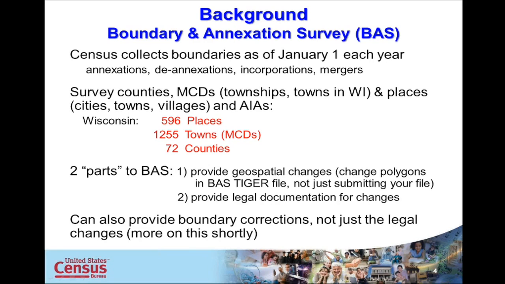There are 2 parts to the Boundary and Annexation Survey. The first part is providing the geospatial changes for your governmental unit. We're really looking for the change polygons to our TIGER file, the Boundary and Annexation TIGER file. It's not just a matter of giving us your current file. And then secondly, we're looking for the legal documentation for those changes. You can also provide boundary corrections, not just the legal changes, and I'm going to talk more about that in just a minute.